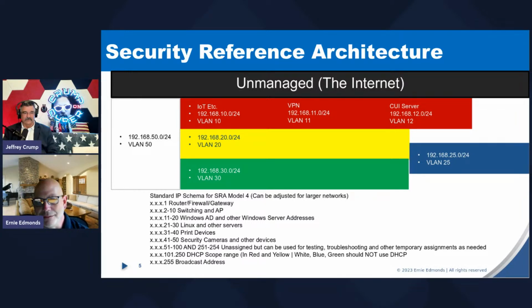When we go into the yellow zone, it primarily is a single yellow zone, because the things that go in here are things like organizational Wi-Fi. To that point, red is where you'd put guest Wi-Fi, and it would just go straight to the internet.